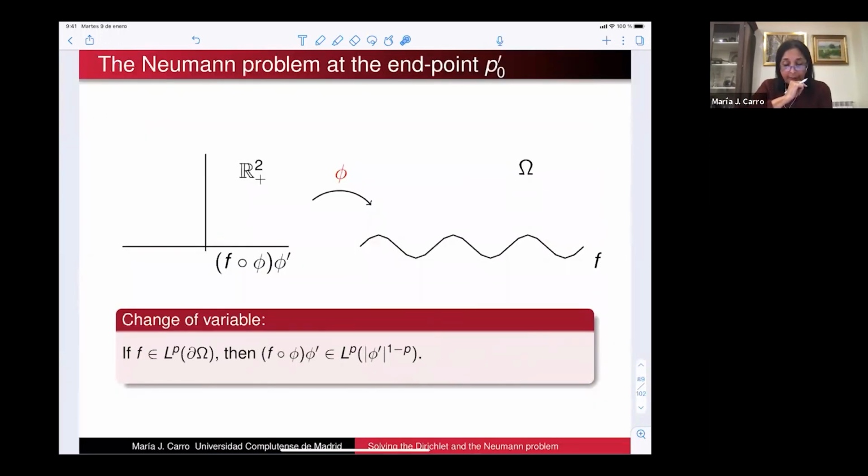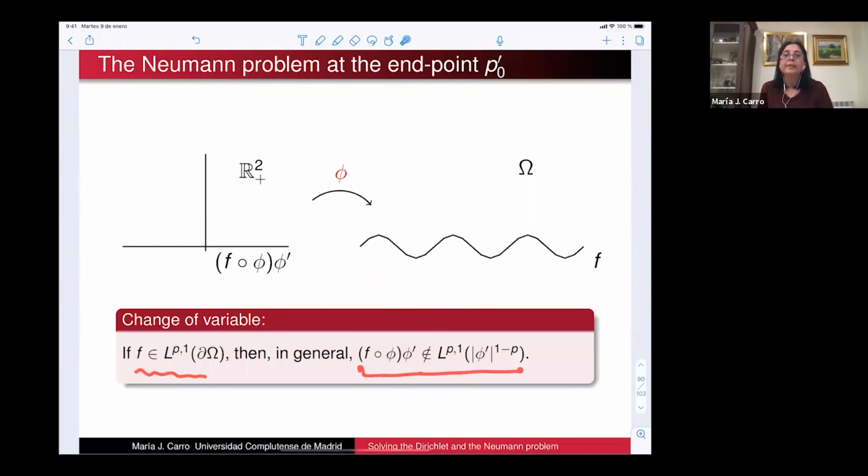Okay, now we want to see what happened at the endpoint, right? So in our case, as I said, for LP, we have that behavior. This is what I said before, but now we have a second problem, because if we have a function in LP1, it is not true anymore that this function is in LP1 of the weight.